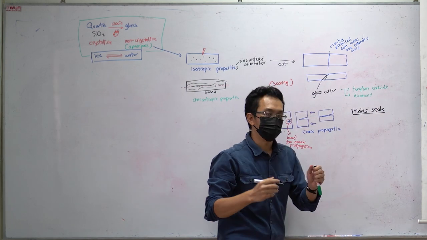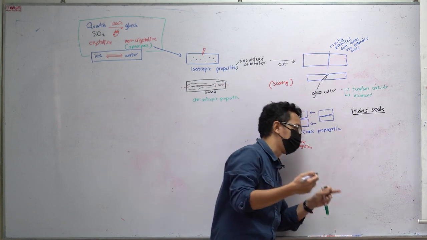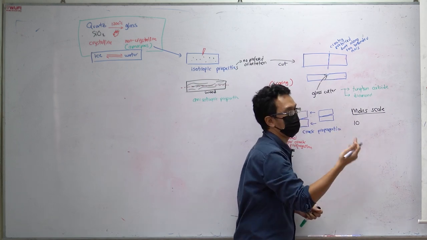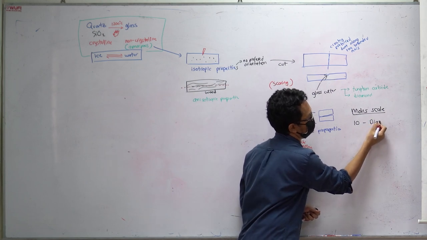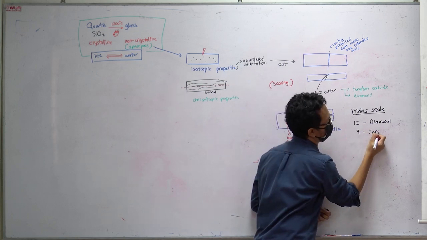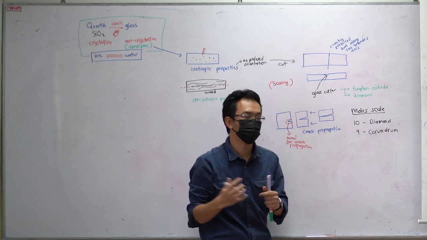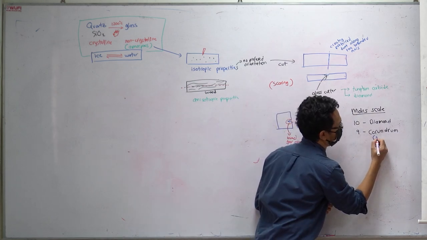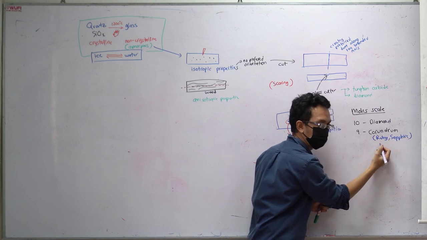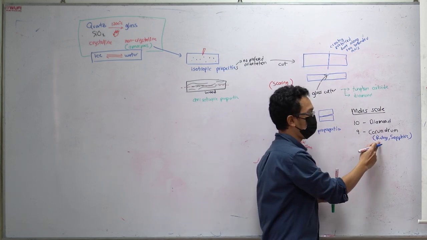Mohs Scale. People tried to rank natural stones from the least hard to the hardest, on a scale of 1 to 10. The hardest one is diamond. And after diamond, number 9 is corundum. Corundum is basically a family of stone that includes ruby or sapphire. What color is ruby? Red. So you know ruby, right? Ruby is red.